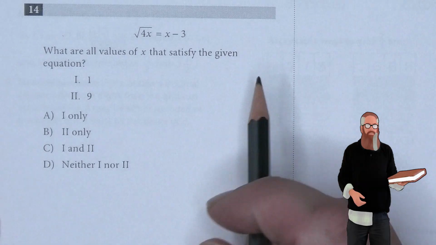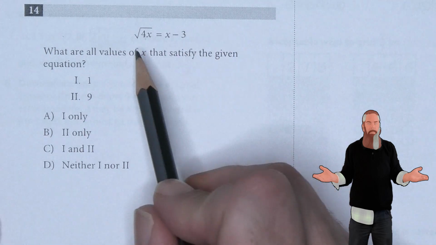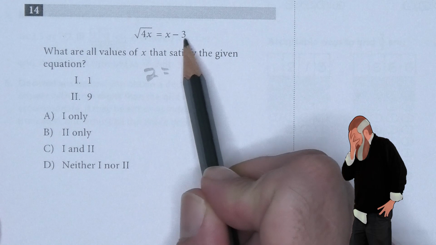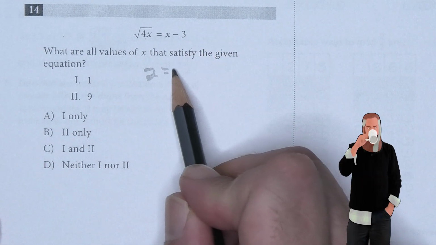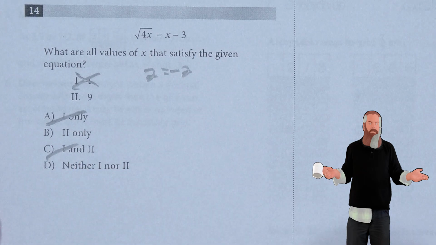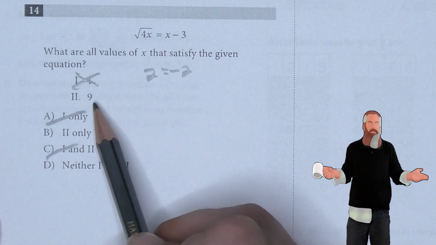What are the values of x that satisfy the given equation? I think the fastest and easiest way to do this would be with substitution. 1 times 4 is 4, and 4 square rooted is 2. 1 minus 3 is negative 2. So it would seem that 1 is not an answer, and we could eliminate that. However, we need to know if 2 is a solution.